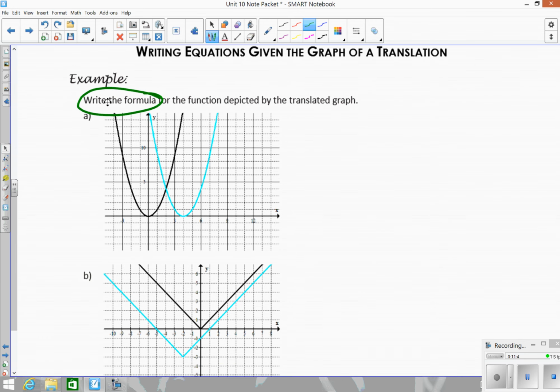So the first thing you always want to do is decide what's the parent function. The parent function is usually going to be the function that goes through the origin, 0, 0. It's going to be one of those: a quadratic, the absolute value, or just x to the third, a basic function that doesn't have any numbers involved. So the parent function in this one, I know, is going to be this graph right here, this quadratic, and I know that it's a parabola, so its equation is going to be f of x equals x squared.